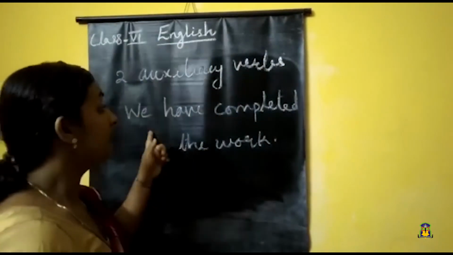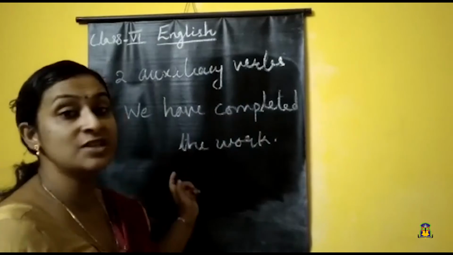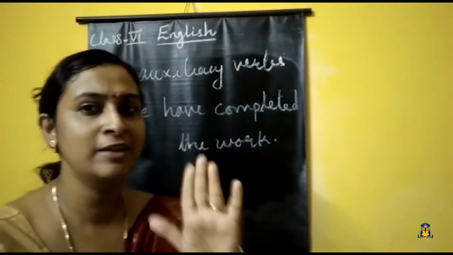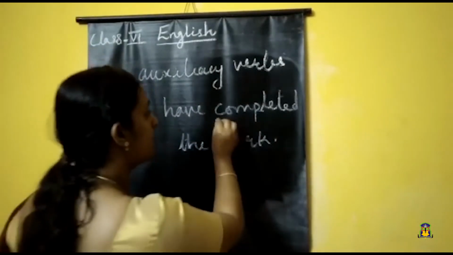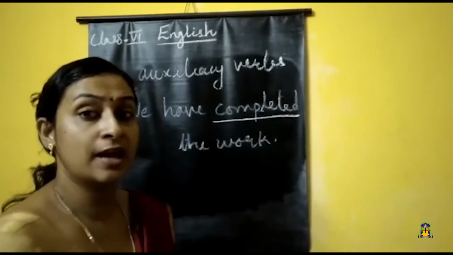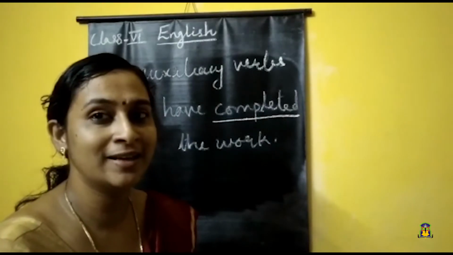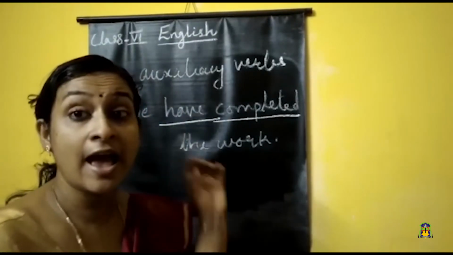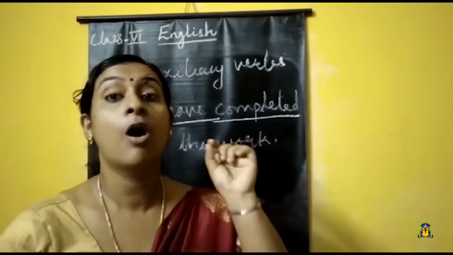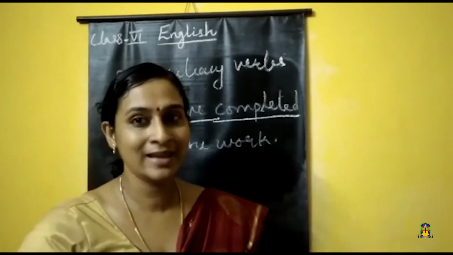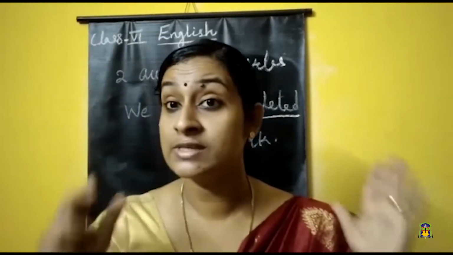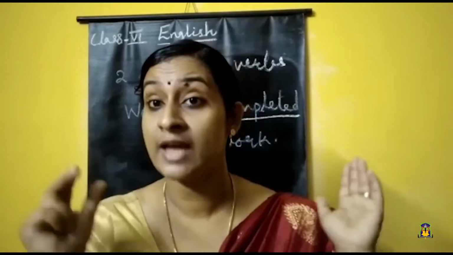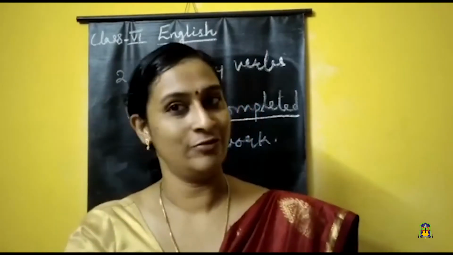We have completed the work. Which is the main verb in the sentence? Completed. Can you find the auxiliary verb there? Yeah, have. So here, have is used as auxiliary verb. Okay, that's the second use.